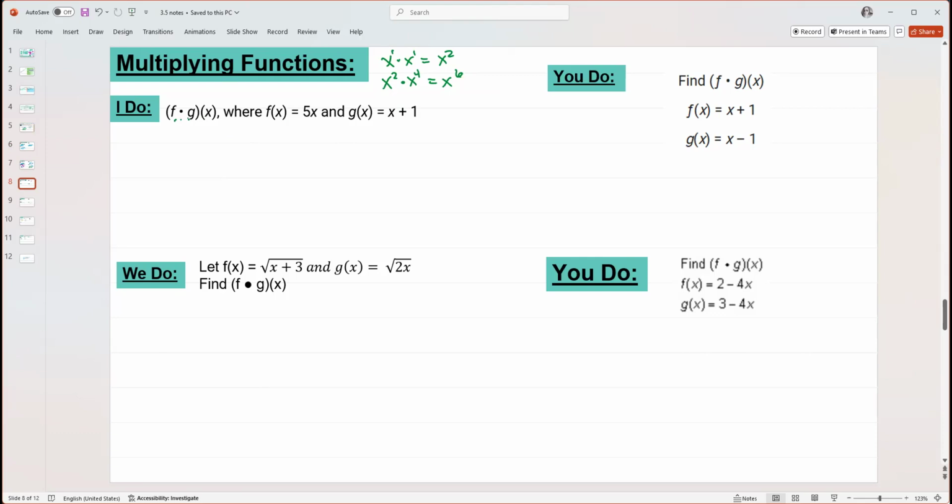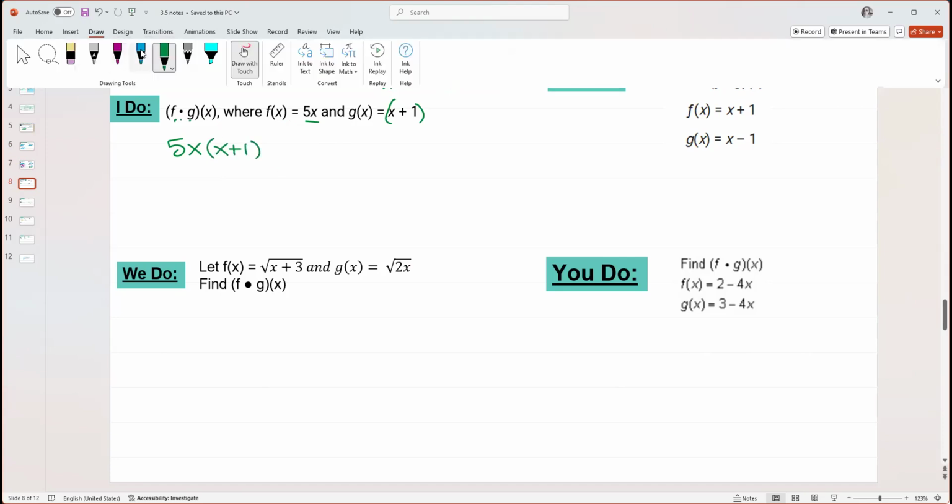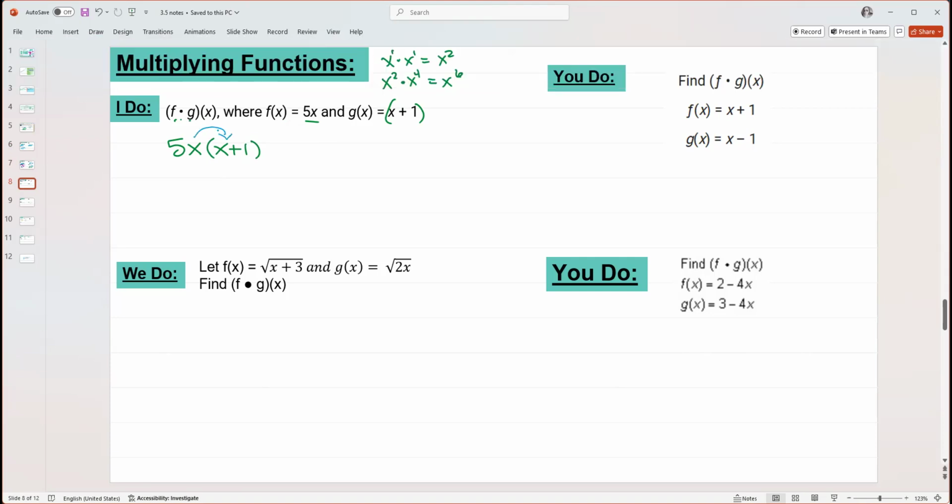So f times g. So your f function, in this case, it's 5x, times your g function. We're just going to do parentheses, times x plus 1. So this is just a distribution problem. We're going to do 5x times x, and we're going to do 5x times 1. So 5x times x is going to give you 5x squared. And then 5x times 1 is just plus 5x. And you're done. That's all you got to do.